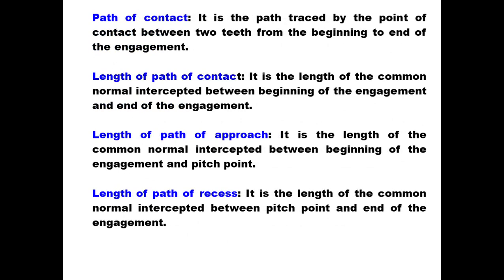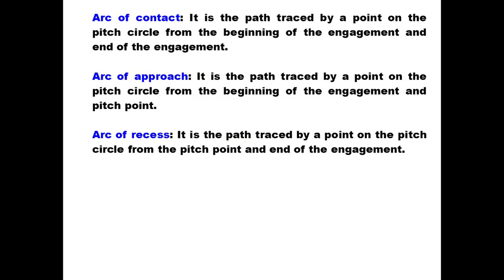Path of contact is the path traced by the point of contact between the two teeth from the beginning to the end of the engagement. Length of path of contact is the length of the common normal intercepted between the beginning of the engagement and the end of the engagement. Length of path of approach is the length of the common normal intercepted between the beginning of the engagement and the pitch point. Length of path of recess is the length of the common normal intercepted between the pitch point and the end of the engagement. Arc of contact is the path traced by a point on the pitch circle from the beginning of the engagement to the end of the engagement.